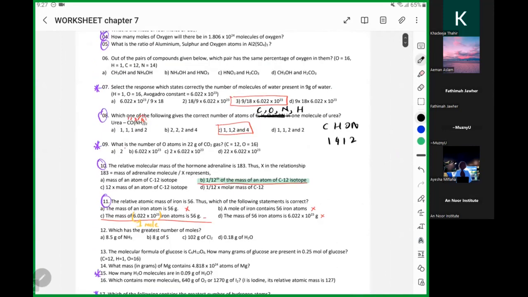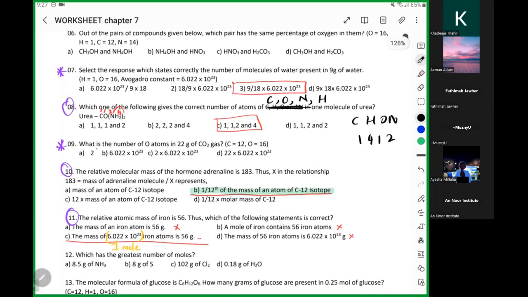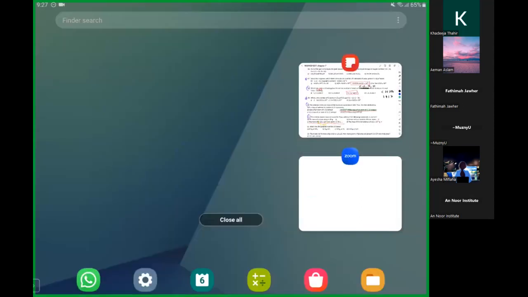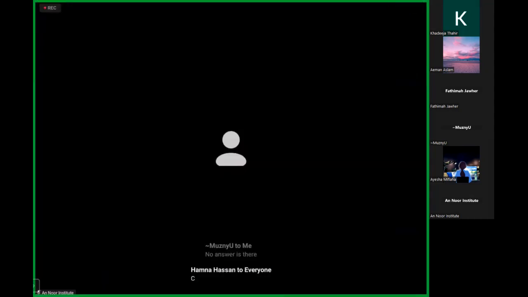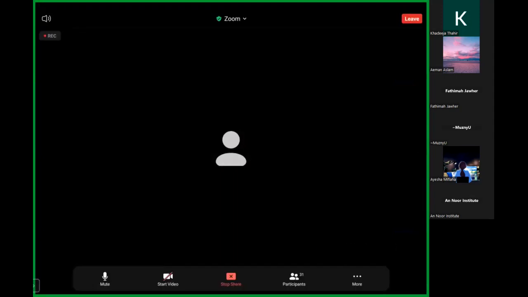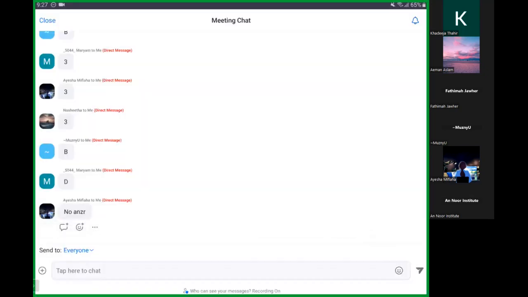Question number 9, it's also an MCQ. So can you tell me what are the answers you got in the chat? Question 9. B, some are saying B. That's all, only 2 have tried. Others? Someone is saying no answer. Okay, we'll see. Right.